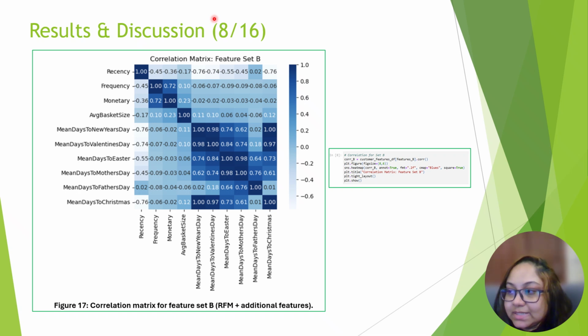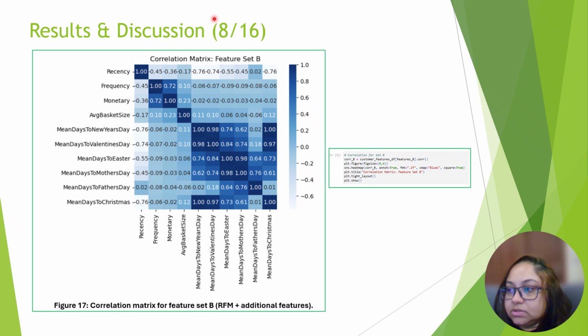The average basket size exhibits only weak correlations, which is 0.04 to 0.23, with both RFM and the event proximities. So this suggests that it adds a new orthogonal dimension of order complexity. Recency retains moderate correlations with major holiday proximities, such as minus 0.76 to New Year's or Christmas, but is almost uncorrelated with Father's Day, which is 0.02, implying nuanced seasonal patterns.